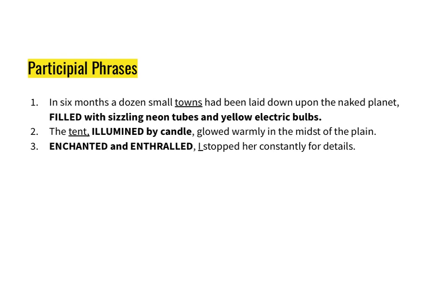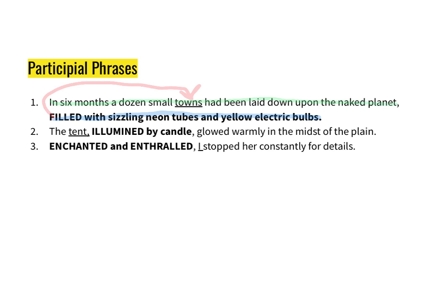Some more examples. In six months, a dozen small towns had been laid down upon the naked planet, filled with sizzling neon tubes and yellow electric bulbs. So notice here, we're in the past tense, so we got that -ed ending. There's our participle modifying towns. And again, you could move it. This is your main sentence.